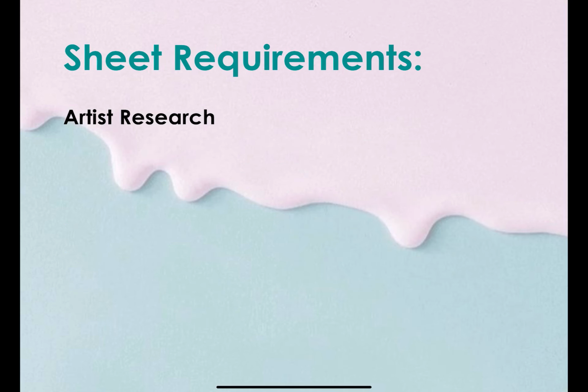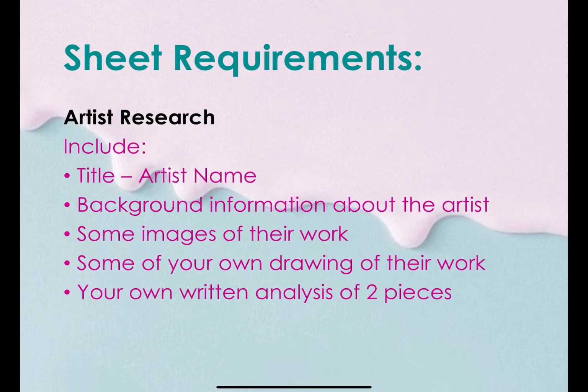So what we need to include on our sheet, you're going to do this by hand, or if you have access to a computer at home that you can put together your research sheet on, that is absolutely fine. But the things that we need to include are the artist name, so I want a nice title, I want it to look good. Spend a bit of time on this, draw out the lettering really accurately, make sure it's neat and well presented. We want some background information about the artist.